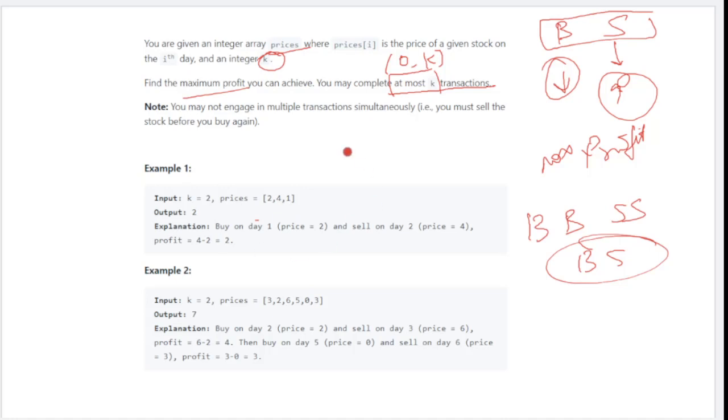Now you have been given an example. K equals 2, prices are 2, 4, 1. Let's see this example first here. K is 2. This is your prices array: 2, 4, 1. Before using anything that comes to your mind, let's just see it.